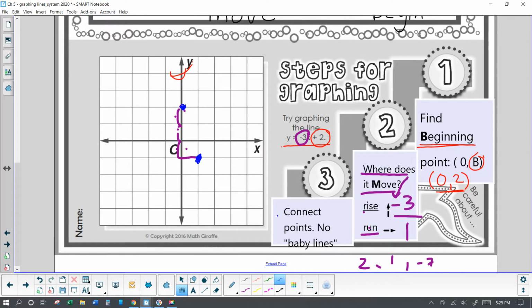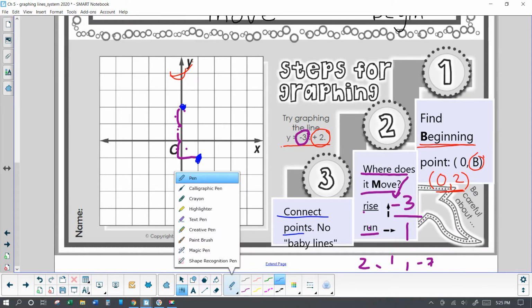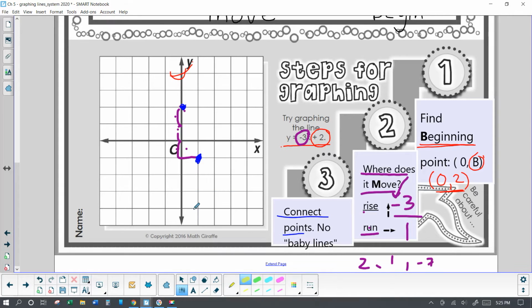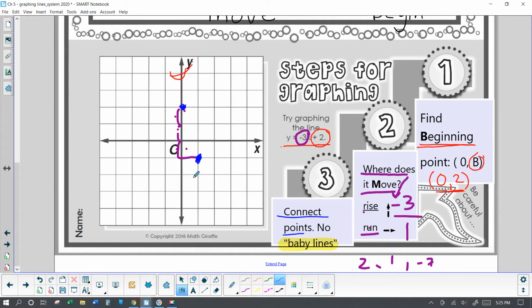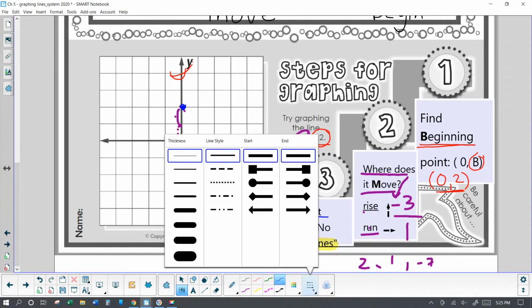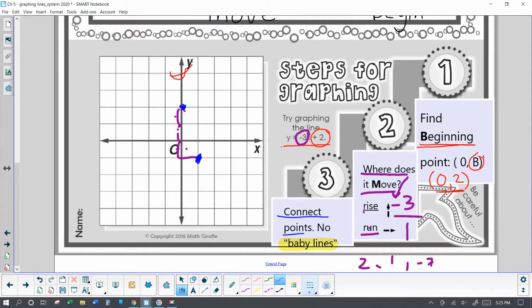And then I'm going to connect my points, but I have to remember one thing about Ms. Miner. She does not like baby lines. Okay, this is very important. Ms. Miner says no baby lines. I have a lot of students who give me lines that look like this. They're just these little teeny tiny lines that they hand draw in between those 2 points like that. That is not okay. Do not do that.